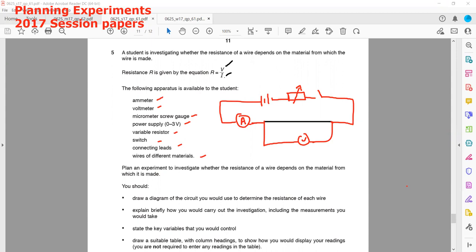And when you draw this circuit, the mark distribution for a circuit is that 3 marks are there. 1 mark is for mentioning the correct symbol for power supply, ammeter, voltmeter. 1 mark is for the correct circuit diagram order. And 1 mark is for mentioning we'll measure the voltage and current to get the resistance.